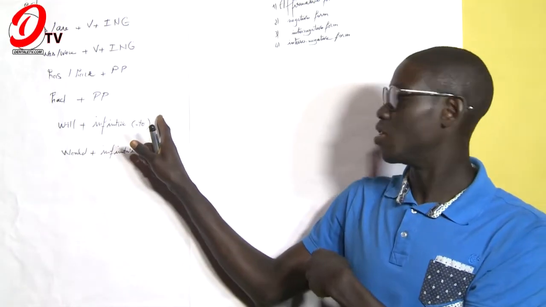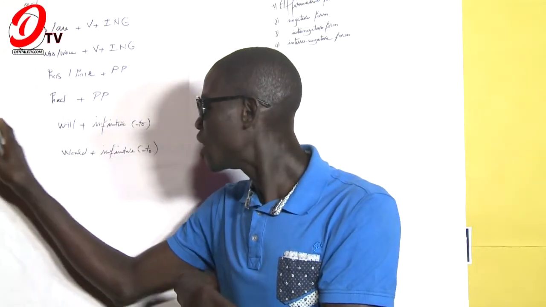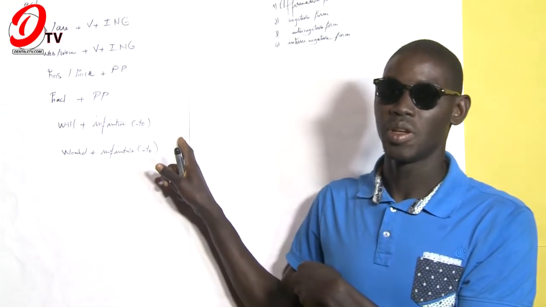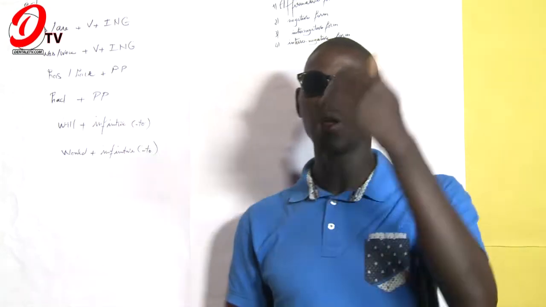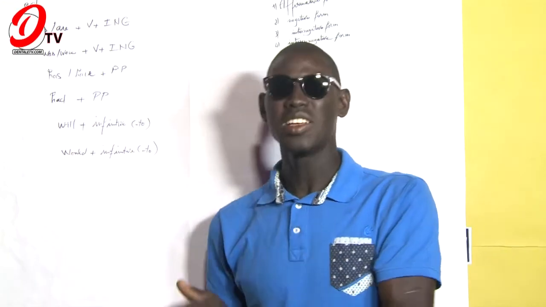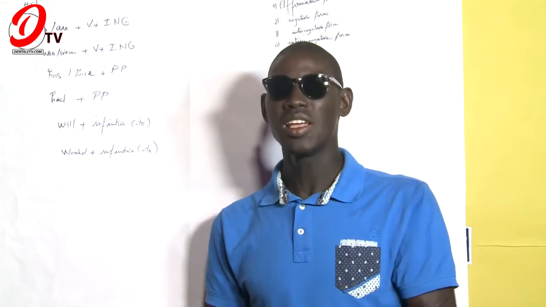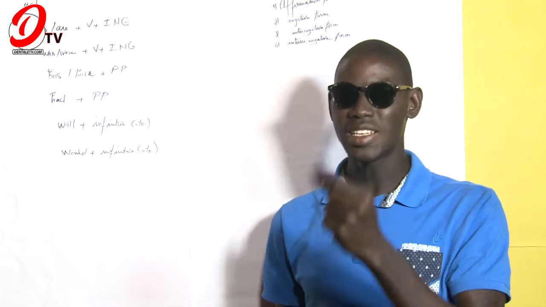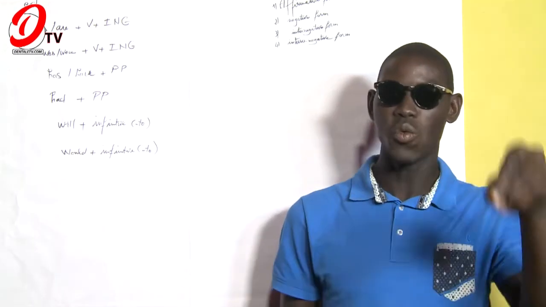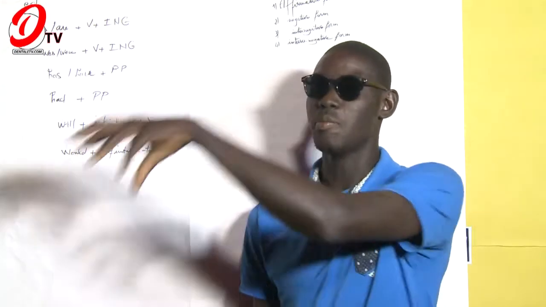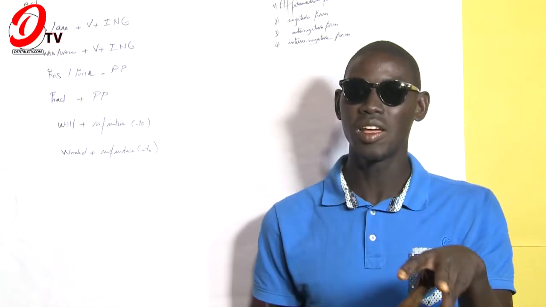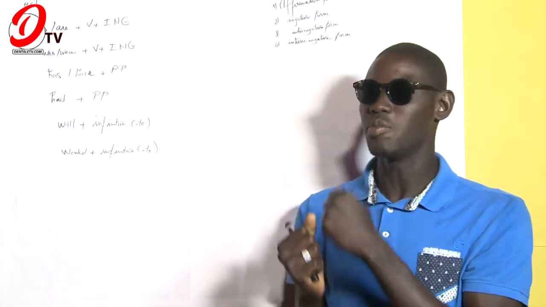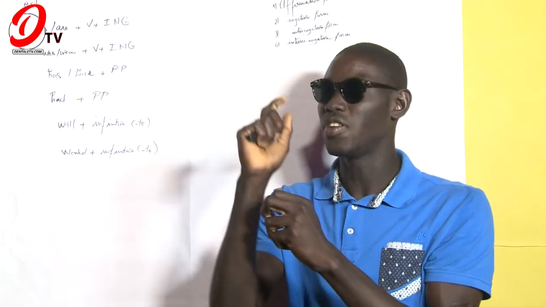As far as future is concerned, you will have will plus infinitive without to. I will go, I will listen, I will drive. There is no problem. I used to say the future is the easiest tense in English because we just have will plus base form. I will go, I will listen, I will shoot the broadcasting of Mr. Dioufy, I will shoot the broadcasting of Mr. Malcolm.